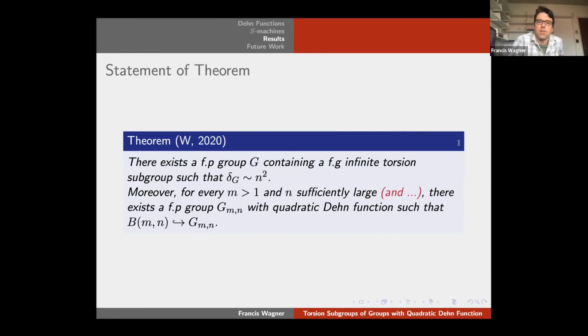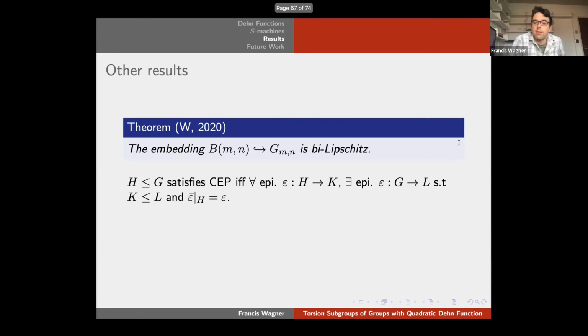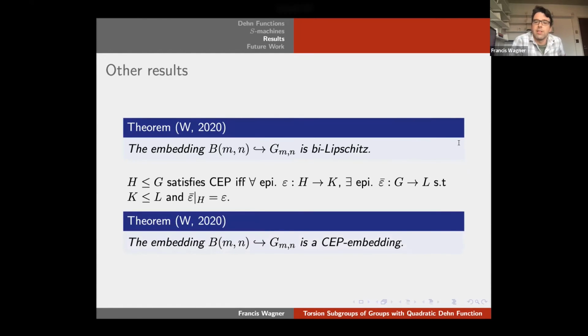In fact, based on the way this machine is coded, I can even make this embedding nice, right? The embedding is quasi-isometric. In fact, it's bi-Lipschitz. And it satisfies this congruence extension property, which I've stated up there. We don't need to get into the details. It's just that the embedding is nice. Let's put it that way.